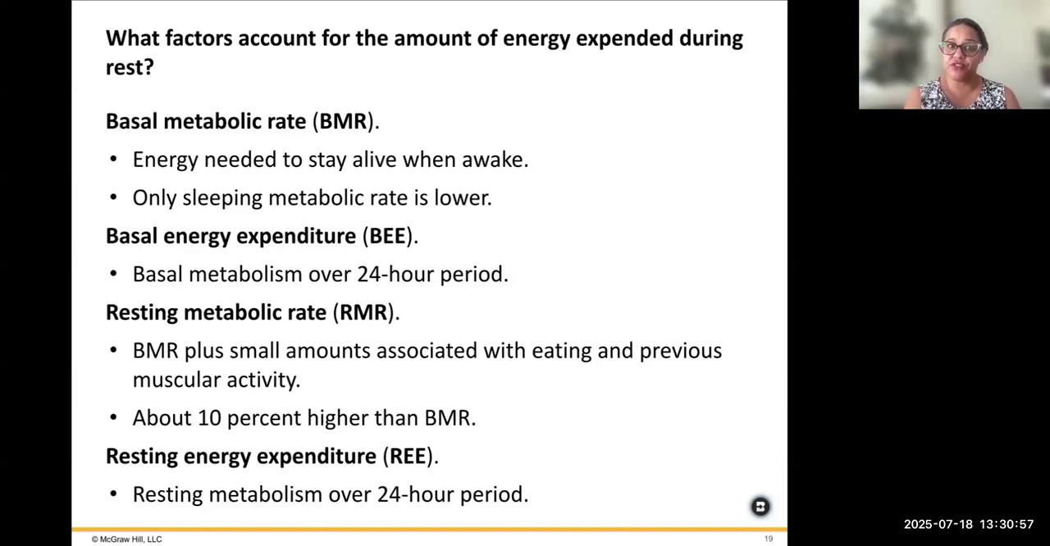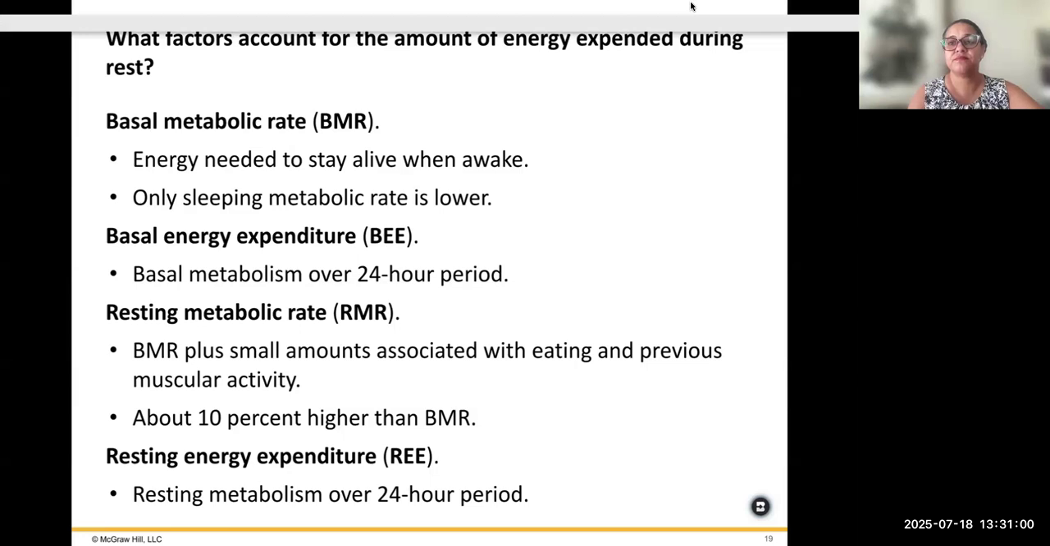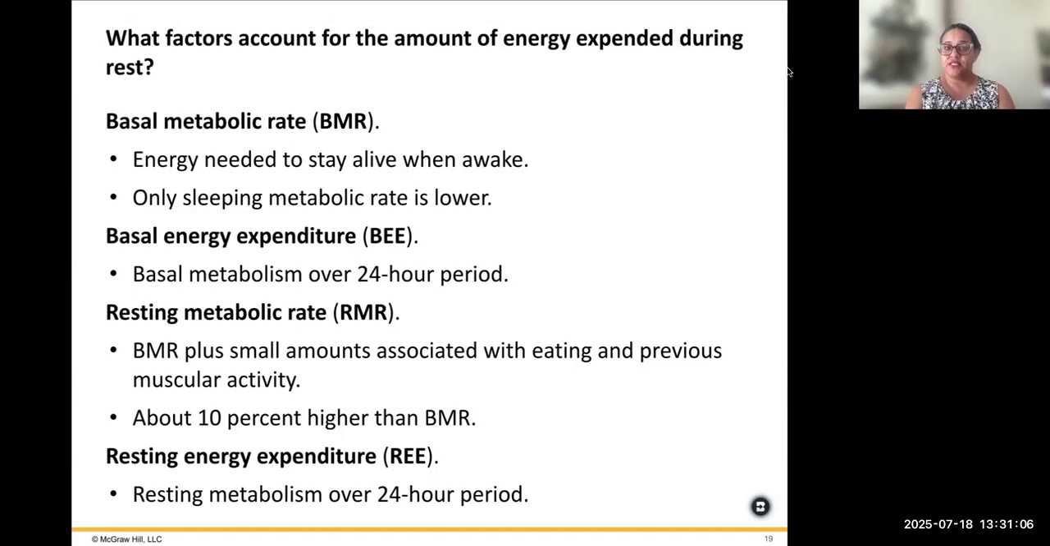Which factors account for the amount of energy expended at rest, during rest? Our basal metabolic rate is the energy needed to stay alive when we are awake, but not really anything beyond that. Only sleeping metabolic rate is lower. The basal energy expenditure is the basal metabolism over a whole 24-hour period. Our resting metabolic rate is our BMR plus small amounts associated with eating and previous muscular activity. It's about 10% higher than our BER. And our resting energy expenditure, or our REE, that we're going to go over a lot, is our resting metabolism over a 24-hour period.